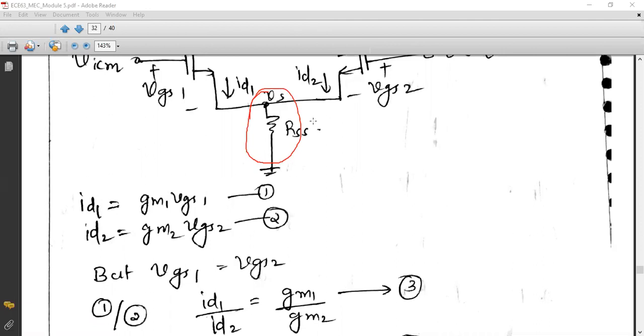Nandan Kumar, you tell me what is the total current that is flowing through RSS. Are you there in the meeting, Nandan? You have ID1 flowing through Q1 and ID2 flowing through Q2. So what is the total current flowing through RSS?